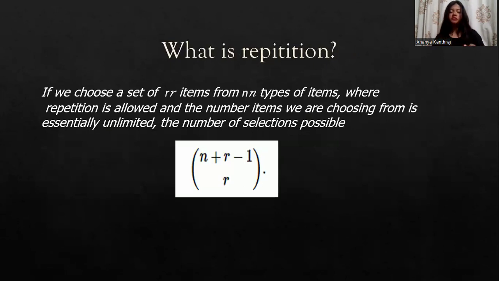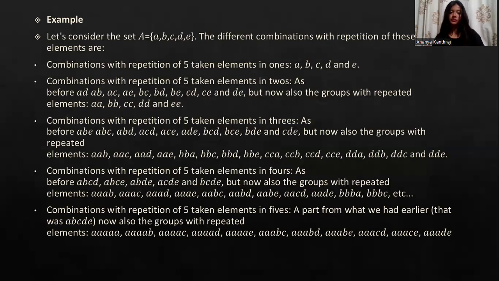So what is repetition? Suppose we choose a set of r items from n types of items, where repetition is allowed and the number of items we are choosing from is essentially unlimited. The number of selections which are possible in that given set of items is represented here. It's nothing but (n plus r minus 1) choose r.